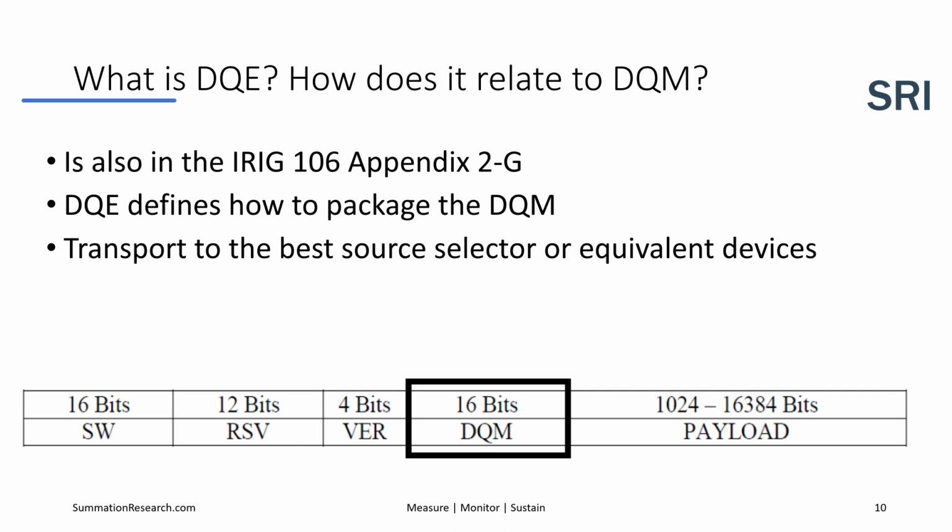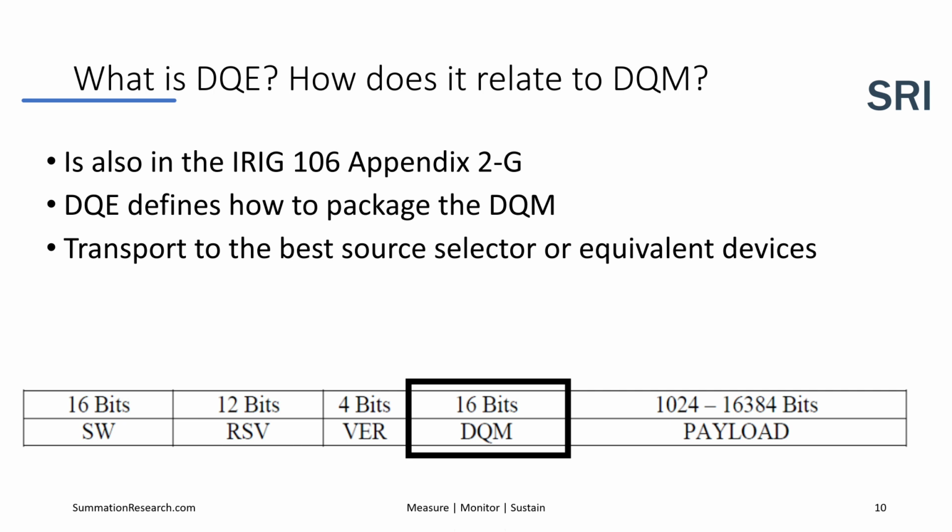Transport to best source selectors. DQE ensures that the encapsulated data, including the DQM, can be reliably transported to systems such as best source selectors. These systems depend on accurate data quality information to select the best possible data source, ensuring optimal operation.